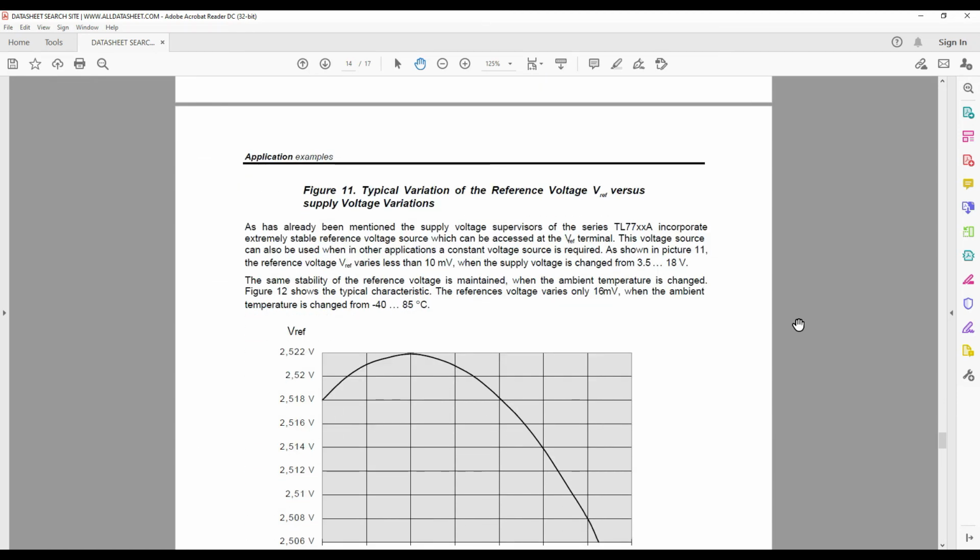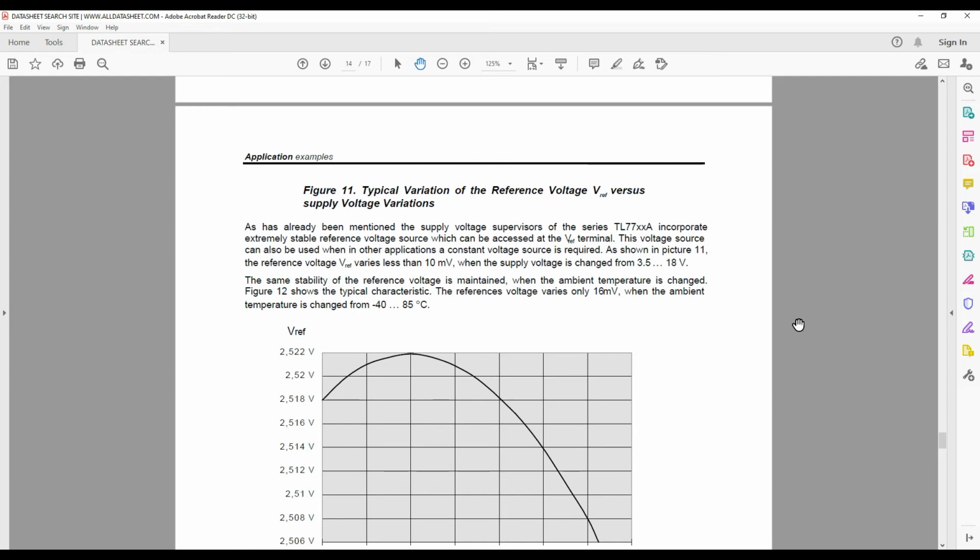As has already been mentioned, the supply voltage supervisors of the series TL77A incorporate extremely stable reference voltage sources which can be accessed at the VREF terminal. This voltage source can also be used when in other applications a constant voltage source is required.